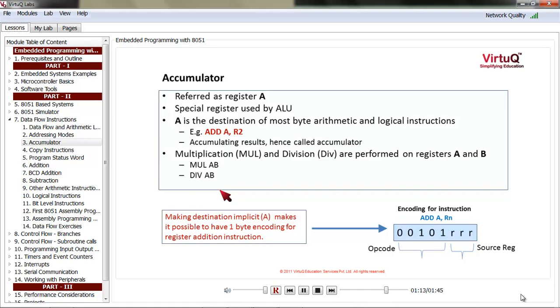One important point to note is that making the destination implicit makes it possible to have 1 byte encoding for the register addition instruction. This saves program memory. For example, for an instruction ADD A, Rn, the first 5 bits indicate that it is an add and the destination is A. The last 3 bits are the exact source register encoding. That is how the entire instruction fits into 1 byte. Now let us look at all copy instructions next.